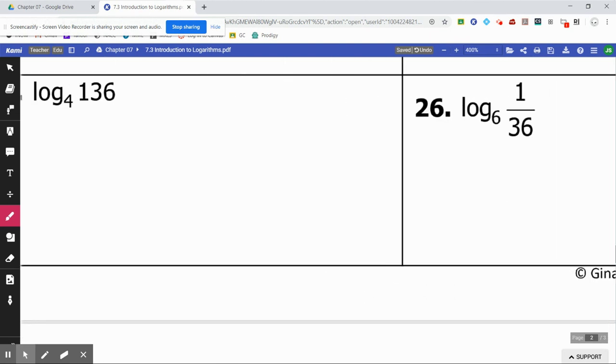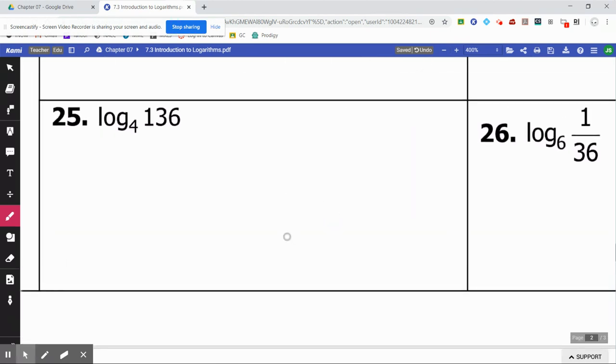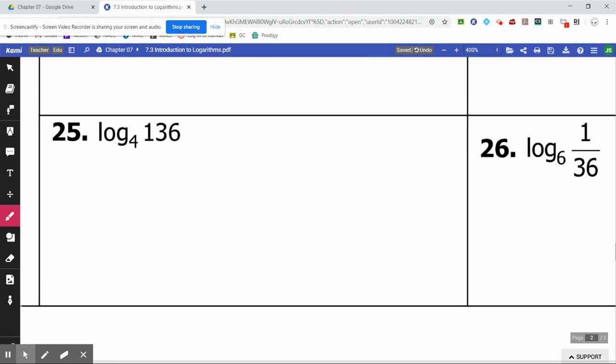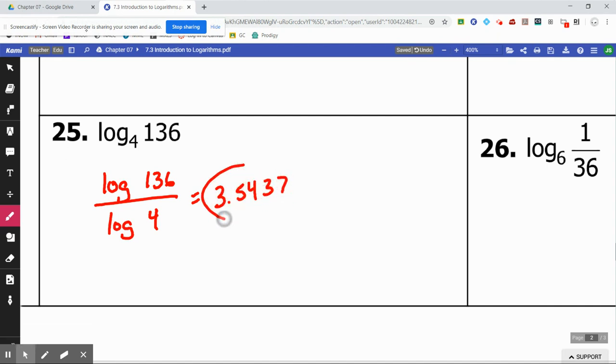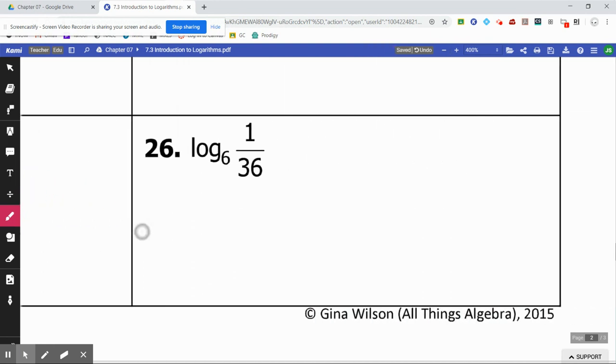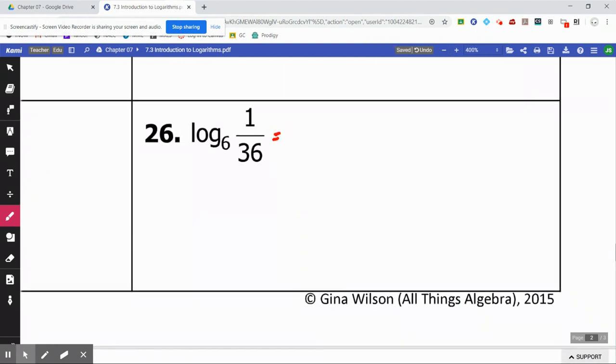Number 25, and these are irrational values. These logs that aren't perfect logs like that is going to be an irrational value there. You're saying log base 4 of 136 would be the log of 136 divided by the log of 4. When you type that in, you should get 3.5437. And each and every one of these you need to be typing in to make sure that you're getting the same answers. And this one we already know the answer, hopefully.